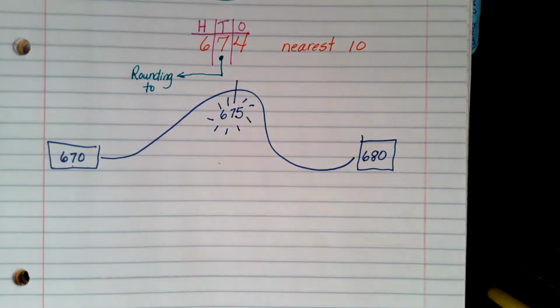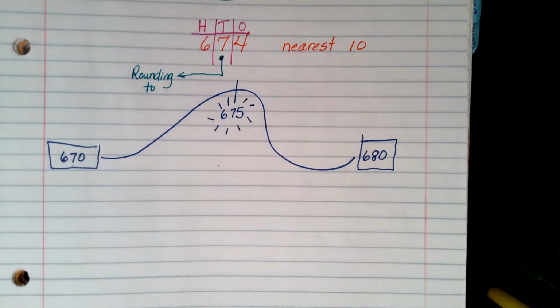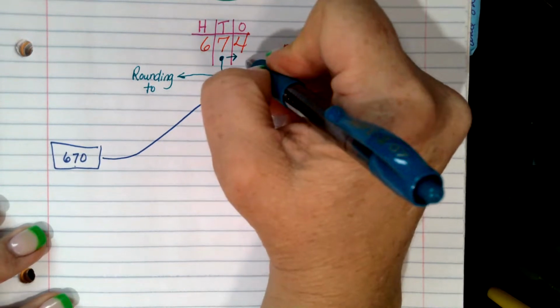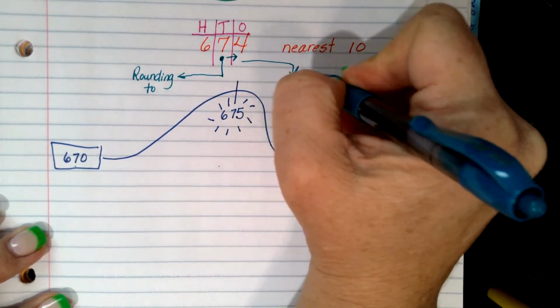Again, we're rounding to a different place value, so our magic number is going to be different than in our hundreds. This is tens, so our magic number is going to have a 5 in the ones, because remember, our ones are what help us decide. This is our decision maker. One place value to the right is our decision maker.